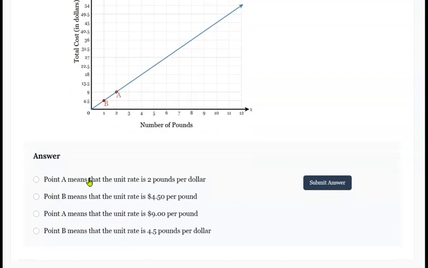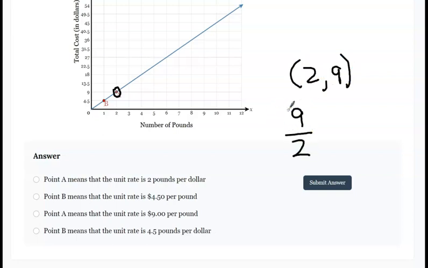Point A means that the unit rate is 2 pounds per dollar. So a unit rate is when you are comparing your rise to your run. So a unit rate for point A, even though point A is technically 2, 9, or a rise of 9 and a run of 2, because from the origin we went up 9 and over 2. So this is its location, but that's not a unit rate.